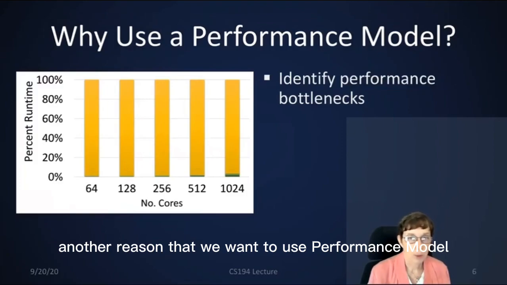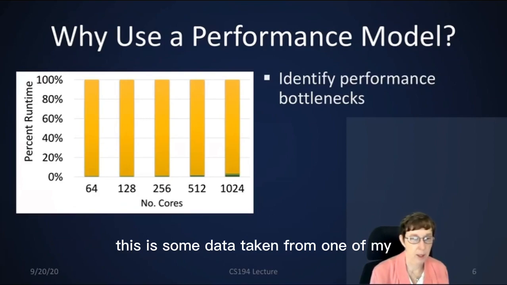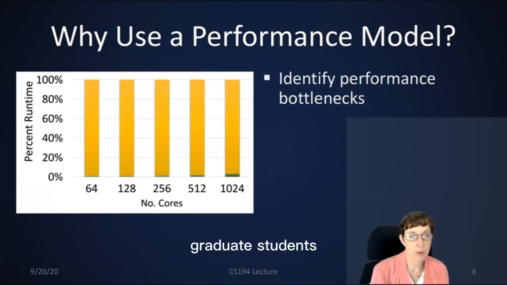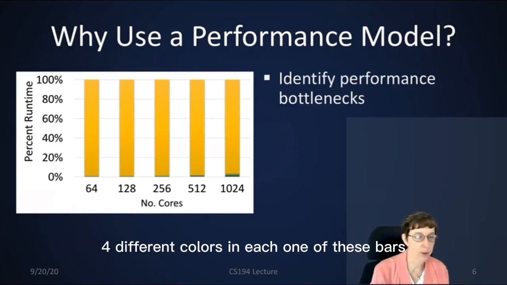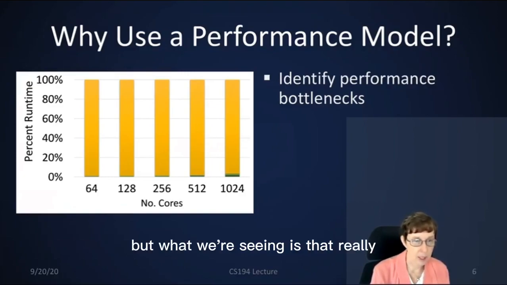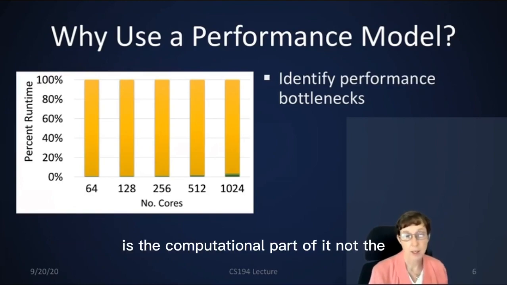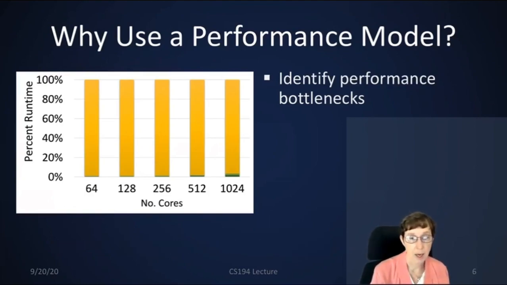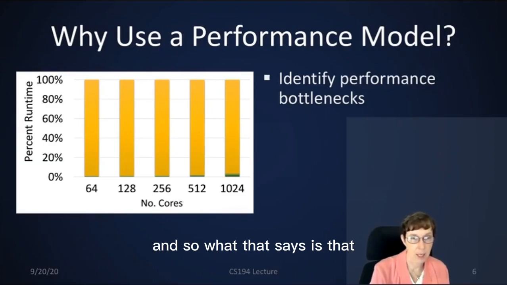Another reason that we want to use a performance model is to help understand what the performance bottlenecks are. This is some data taken from one of my graduate students who is working on a genomics application, and there's actually, I think, 4 different colors in each one of these bars. Doesn't matter for this class what they are, but what we're seeing is that really the only thing that matters is this yellow piece, which fortunately is the computational part of it, not the communication part of this application, at least on this particular input and on this particular hardware. And so what that says is that obviously the only thing you need to speed up is this yellow part.